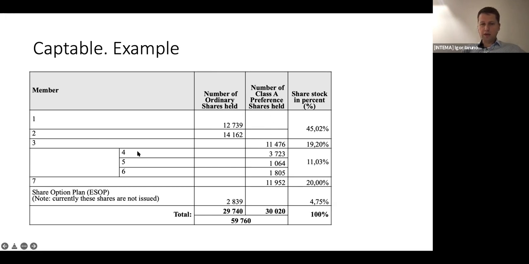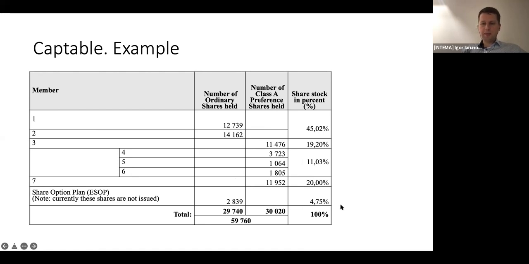And also we have users 4, 5, 6. I think it's an Angel Syndicate. These guys have totally 11%. Also, we have user 7. I think it's the next round investor. It has 20%. And we also have a share option plan. Okay, so we have ordinary shares 29,000 and about 30,000 class A preference shares.